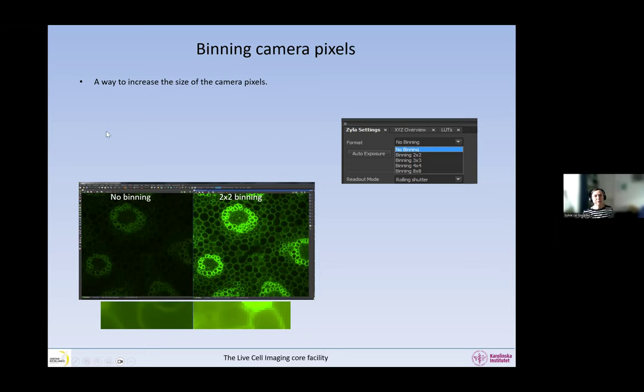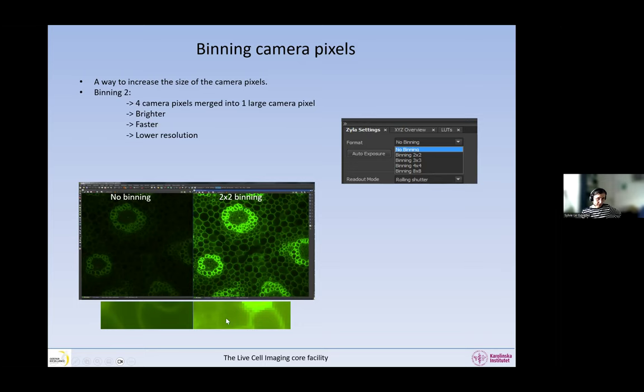If we bin, for example, two by two, the signal from four camera pixels is merged into one large camera pixel. The advantage is that the image becomes brighter, as you can see here, because each pixel is four times bigger, so it collects more photons. We can also image faster when we bin the camera because there's less processing for the computer. But of course, we have lower resolution because these pixels are very big.